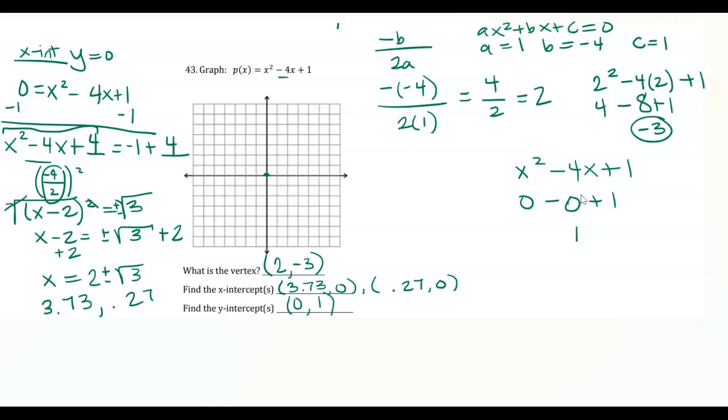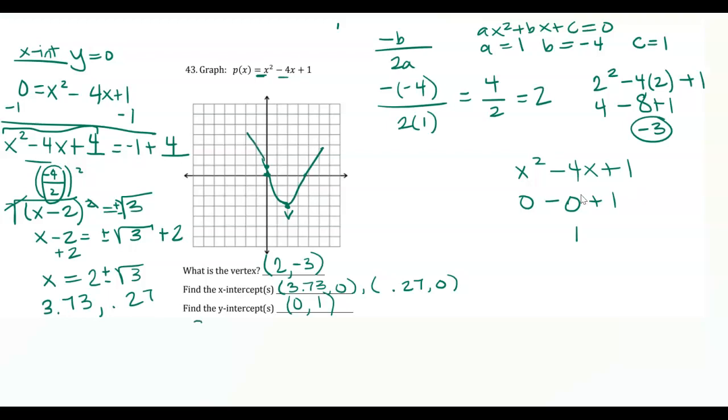So we've got 2, negative 3. Here is our vertex. We can see because the sign in front of x squared is positive, so we know our graph is going to be facing up. We'll have a point at 3.73, so about right there, and then about just right there. 0, 1 is our y-intercept, and so we'll have that.